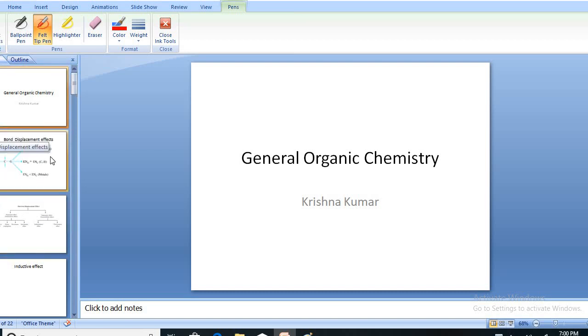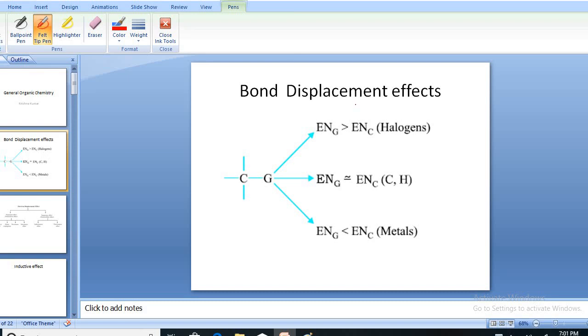So let's have a quick revision of what exactly we will be doing. We'll be doing something about the bond displacement effects. Yes, exactly. We are talking about inductive effect. We'll also talk a little bit about resonance effect, and maybe something like hyperconjugation in this particular series. Okay, so let's talk about bond displacement effect.